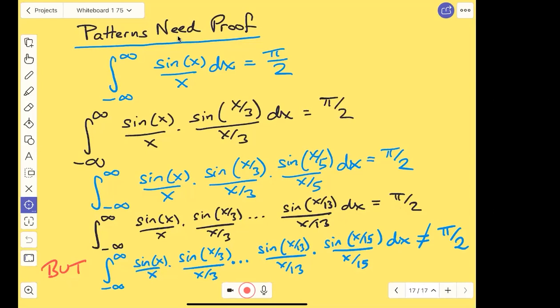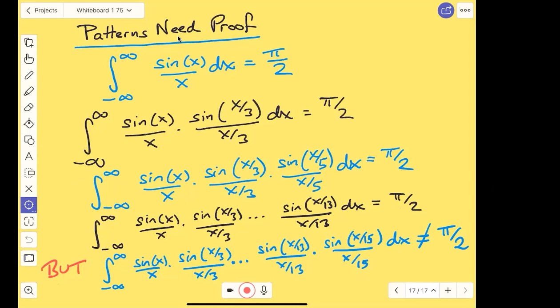However, and at this stage you're convinced, you're thinking this is something I'm going to be able to prove. However, at the next step, sine of x/15 divided by x/15, it's not pi over 2, and it never is again for any more factors. So despite the fact that we've got lots and lots of examples of this pattern working, it does break down.